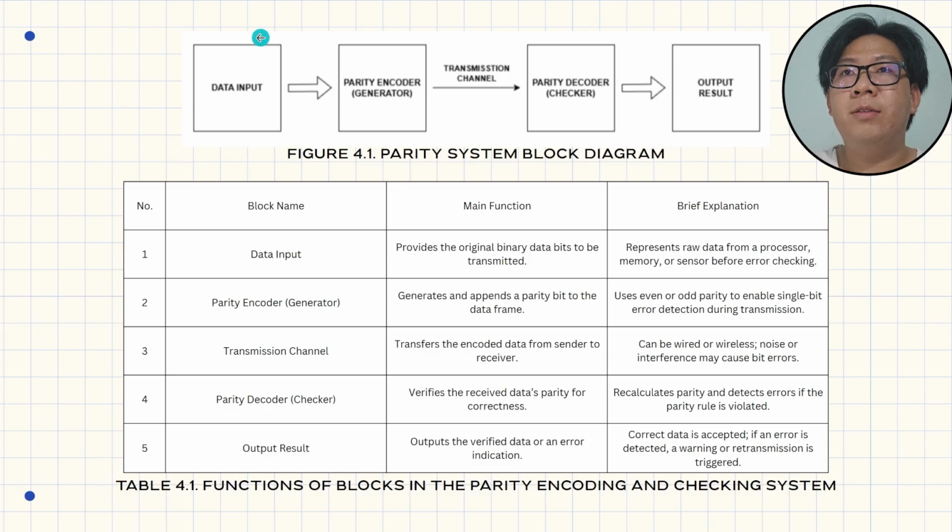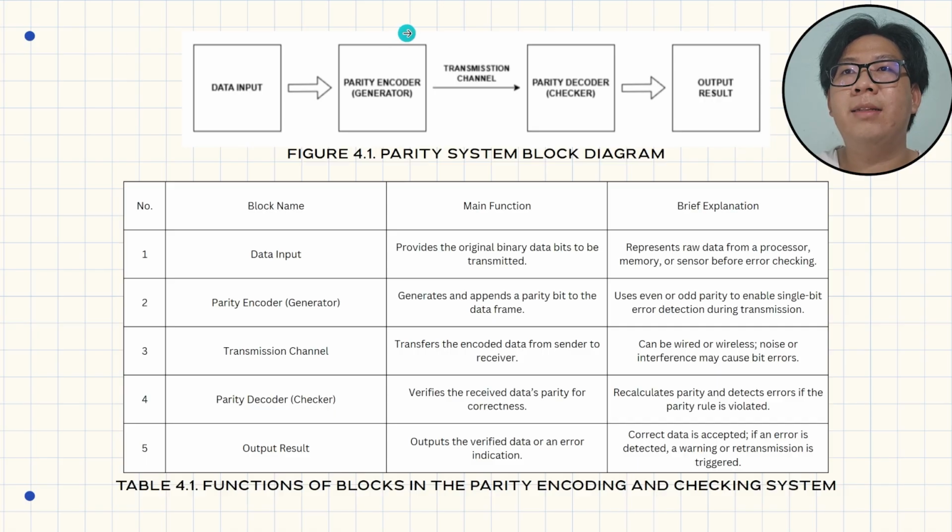Now let's move on to the general block diagram of the parity system. As shown here, the process starts with the data input, which provides the original binary bits to be transmitted. This can come from a processor, memory, or a sensor before any error checking is done. Next, the data goes to the parity encoder, also called the generator. This block adds the parity bit, either even or odd, to help detect single-bit errors during transmission.